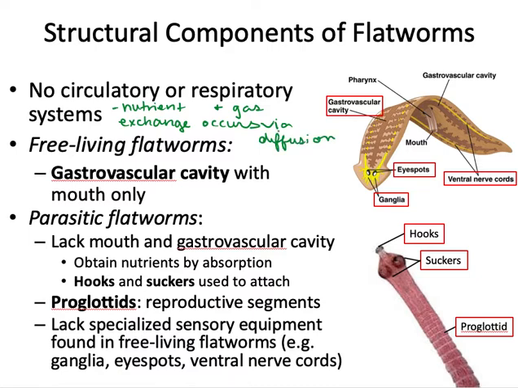Like the Cnidaria, our free-living flatworms have a gastrovascular cavity with one opening, the mouth/anus. So that's similar to the phylum Cnidaria, but in our parasitic flatworms, like the tapeworms, they don't need that gastrovascular cavity because they attach themselves to the intestinal lining of their vertebrate hosts through these hooks, and they obtain those nutrients through the suckers. So they absorb their nutrients rather than ingest them. So there's no digestive system in the parasitic flatworms.